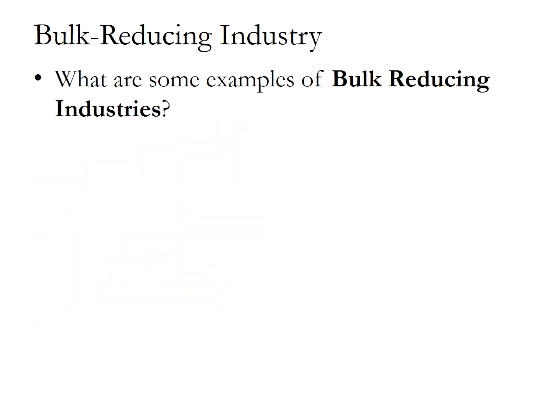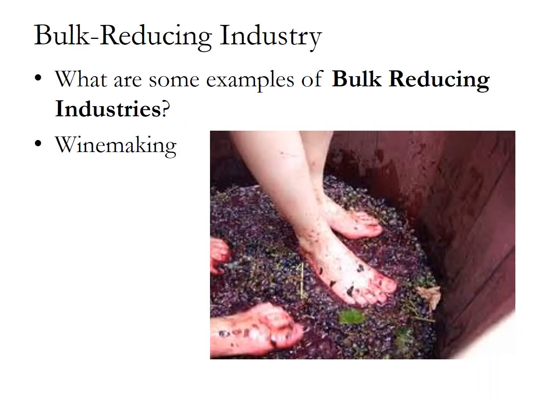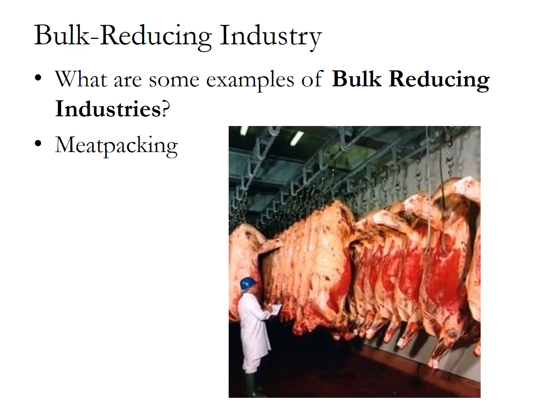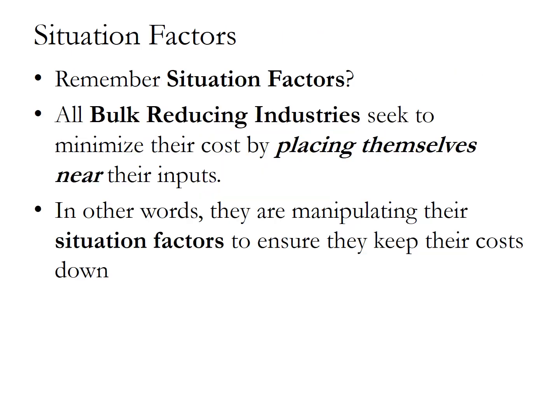So, what are some examples? Everything to do with mining, winemaking, meat packing, lumber, all of these are examples of bulk reducing industries, right? And remember, they want to be near their inputs. So, for example, say we're using trees, lumber, and we're making paper, right? Trees are very large and heavy. A tree takes up a ton of space in a truck. And 1 tree only makes so much paper.